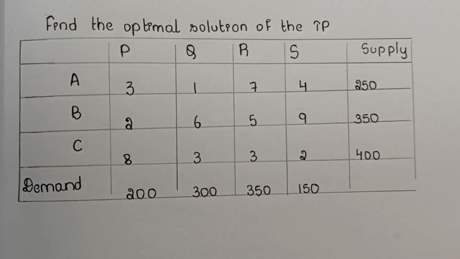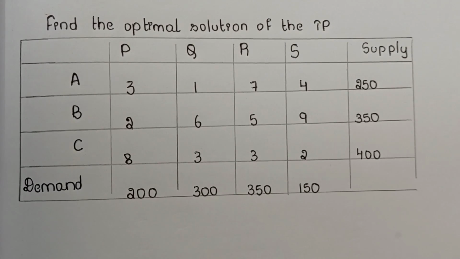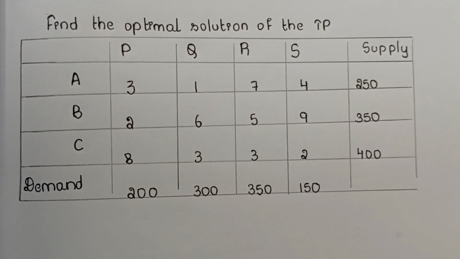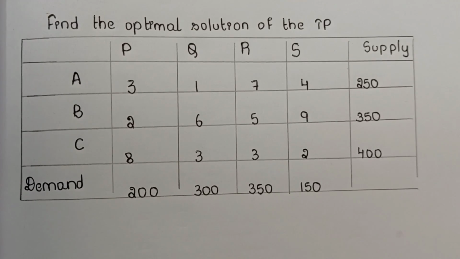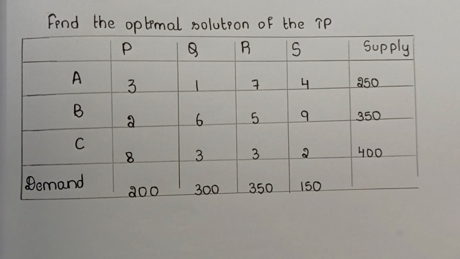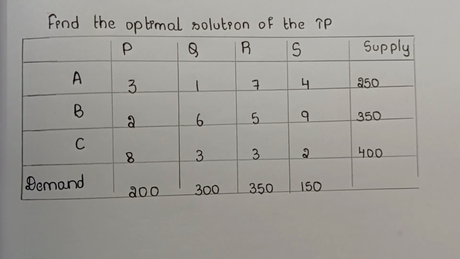Before starting this transportation problem using any method, the first step you have to do is identify whether it is a balanced problem or an unbalanced problem. If it is a balanced problem, the total demand and the total supply will be equal. If it is an unbalanced problem, the total demand and the total supply will not be equal. So let's identify whether it is a balanced or unbalanced problem.